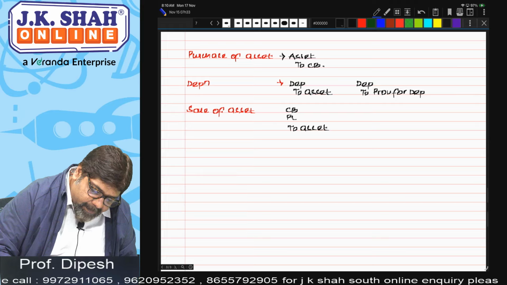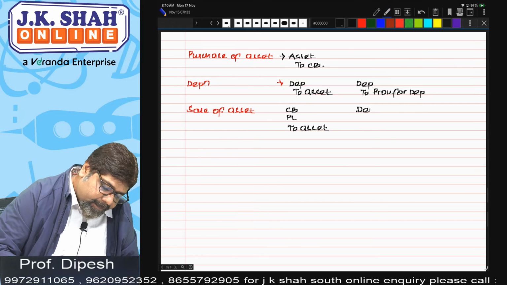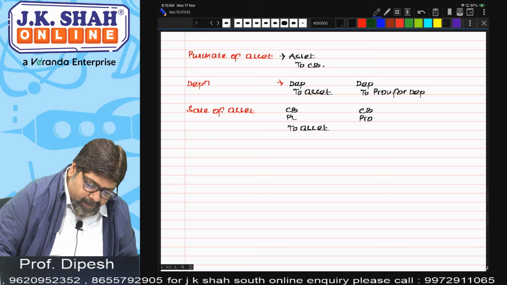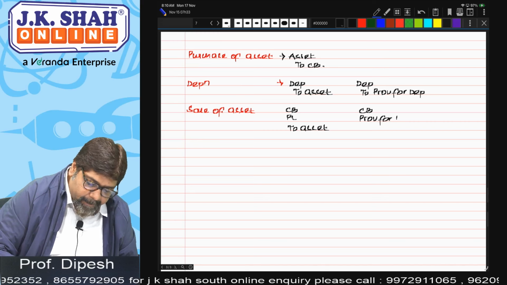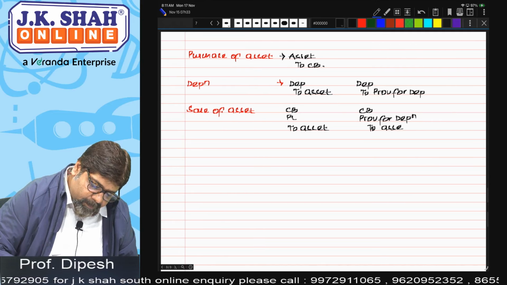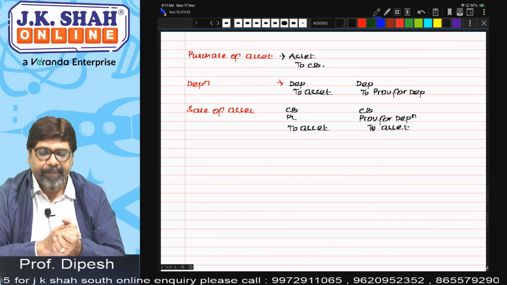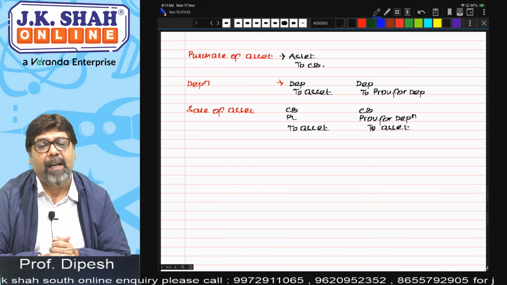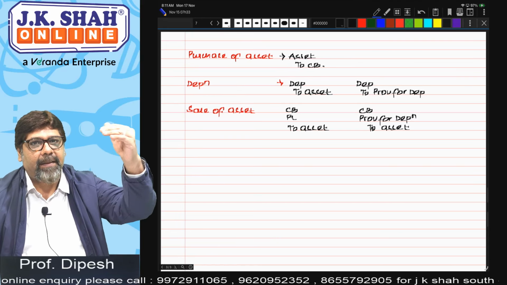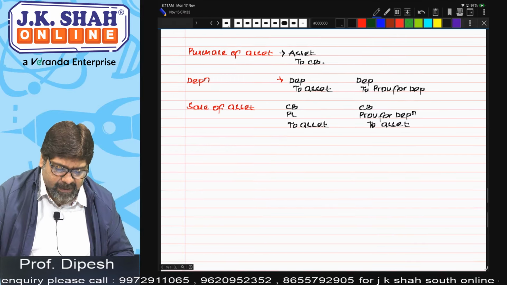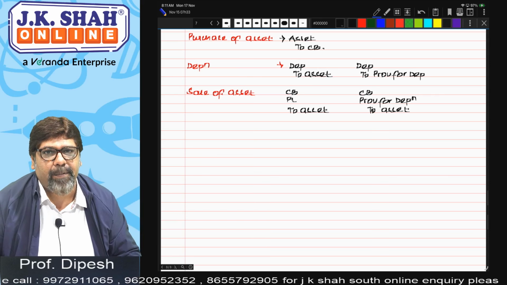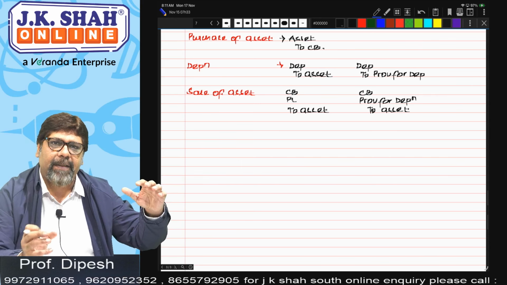But if there is provision for depreciation, chartered, the journal entry is cash bank account debit, provision for depreciation account debit, to asset account. Correct? So, there are two methods of accounting for depreciation. First method is depreciation directly charged to asset. That means depreciation is subtracted from the asset. And in the second method, we don't charge depreciation directly to asset, but to a separate account which is known as provision for depreciation. And that provision for depreciation is subtracted from the asset.